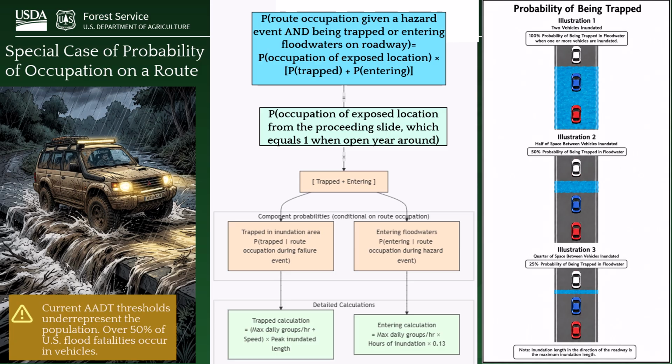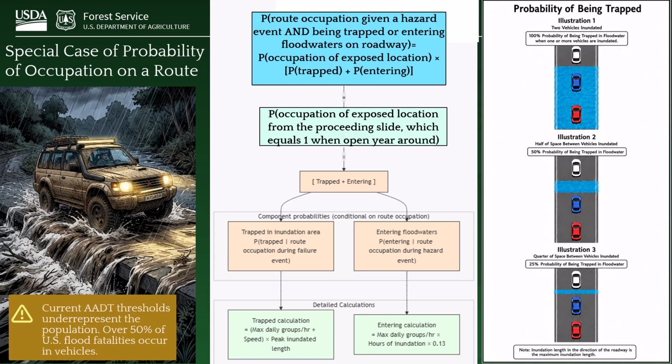Values represent both the likelihood of presence and the number of groups potentially exposed. The group size would correspond to the average size. Same units for group speed and inundation length are required. For example, vehicle speed is typically presented in miles per hour, and therefore inundation length would need to be in miles. The model representation of probability of being trapped takes groups and uniformly distributes them in a lane as shown in illustration 1 through 3.